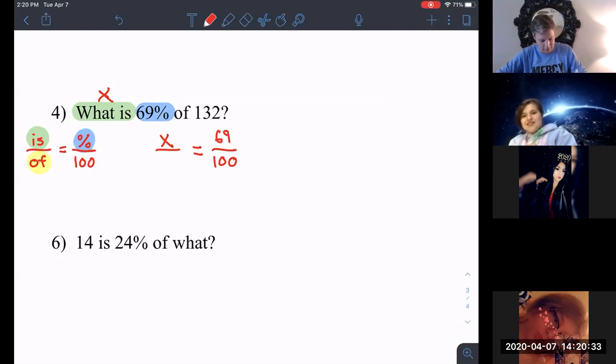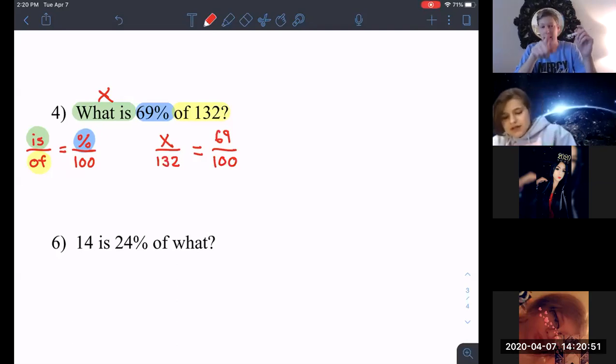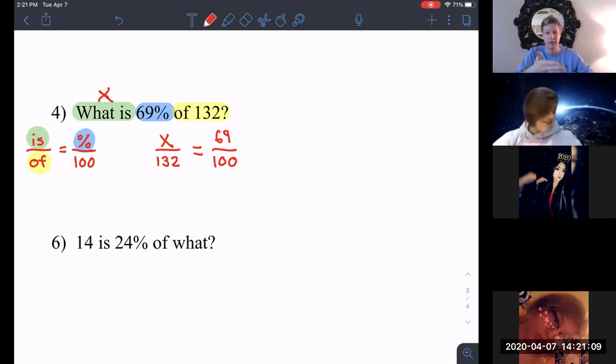Okay, and then that leaves us with only one number left, and it's next to the word of. So that tells us that 132 goes in place of the word of from our template. We good so far? Any questions? Nope. This is easy. Yeah, it's easy once you know how to set them up, but if you don't know how to set them up, it's not easy at all. It's like the same proportion thing we did. Yeah, and once we have the proportion set up, it's easy to solve.